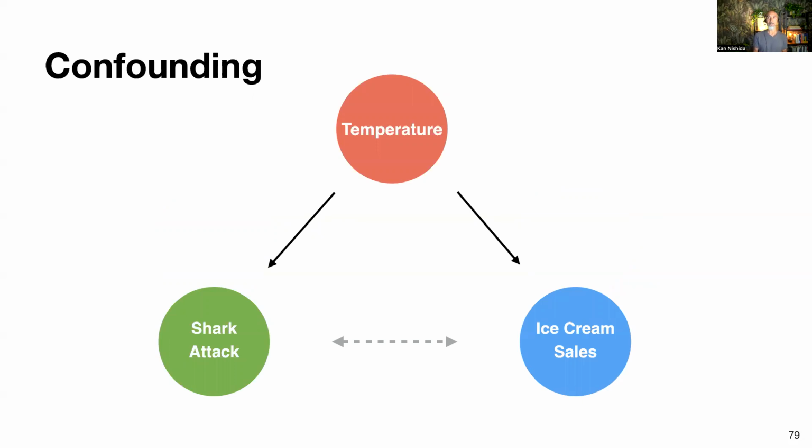When the temperature increases, more people go into the ocean, so there's more chance to encounter a shark. And intuitively, the hotter the day gets, the more people buy ice cream. So this is the kind of thing that happens when you're creating a bunch of charts and wondering what's going on. You have to be careful, because there's something called confounding. So how are you going to address this problem?